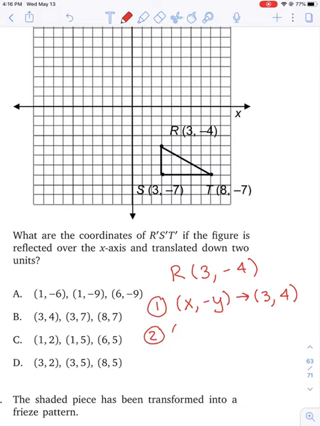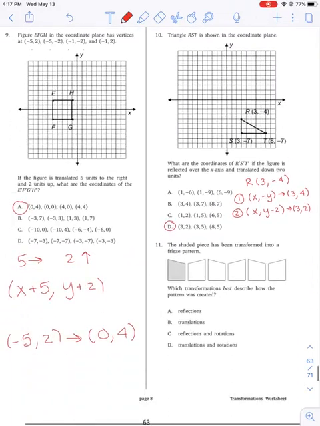And now translated down 2 units means keeping x the same and taking 2 away from y, making it more negative, making it go down. So that makes it (3, 2). So is there an option that is (3, 2)? The only one I'm seeing is D. Again, if I were taking a test, I would test out more points, but I think this is good enough.